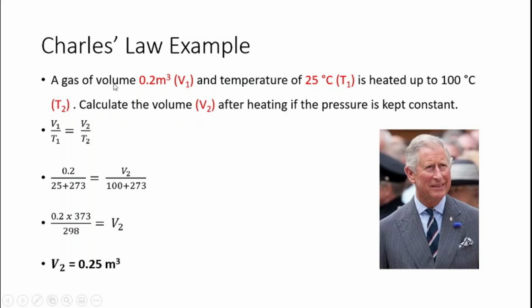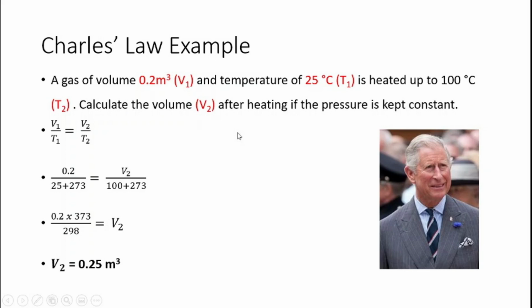So here's an example: a gas of volume 0.2 cubic meters, V1, and temperature of 25 degrees C is heated up to 100 degrees C. So that's the T2. Calculate the volume V2 after heating if the pressure is kept constant. So we know what V1 is, it's 0.2. We know what T1 is, it's going to be 25 plus 273. We need to find what V2 is after we've heated it up to 100 degrees C. That'll have to be 100 plus 273.